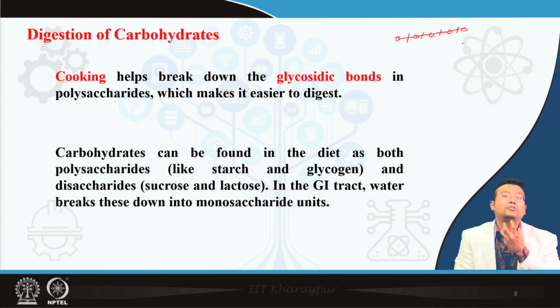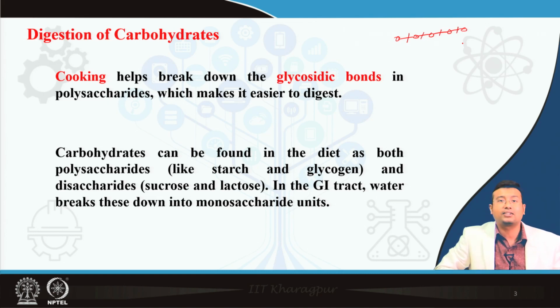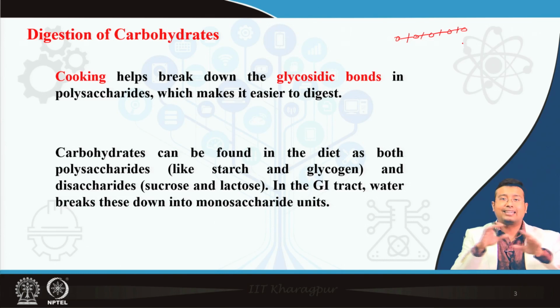So, it is easier to digest a cooked food compared to a raw food, because our biological system with evolution has adapted in such a way that we can easily digest a cooked food. But wild animals, for example, a tiger can easily digest a raw food because there are mechanisms by which they can more efficiently digest any other raw material, especially carbohydrate.